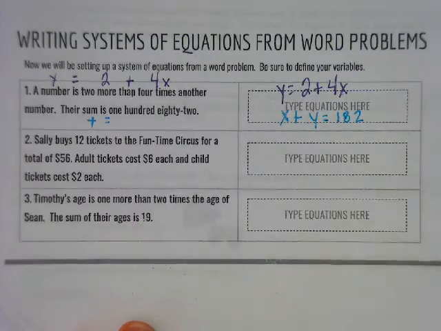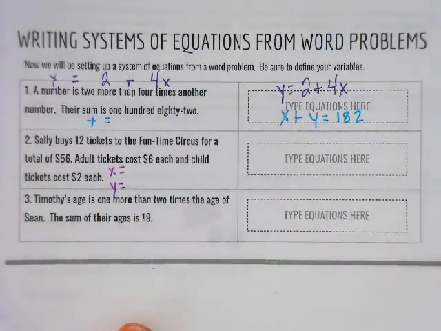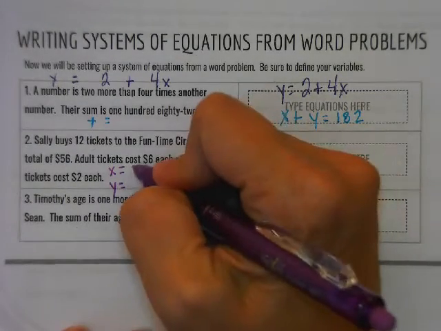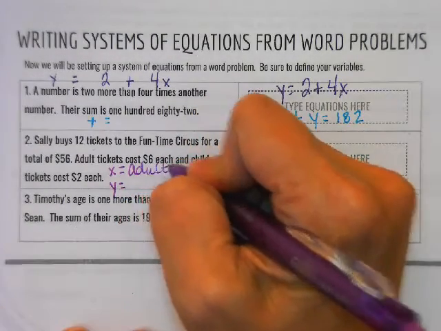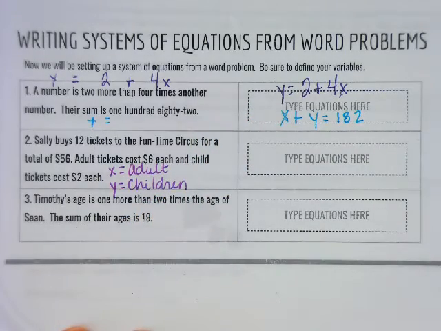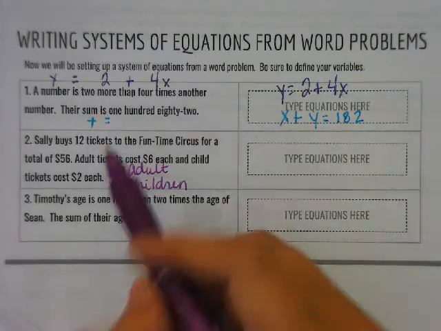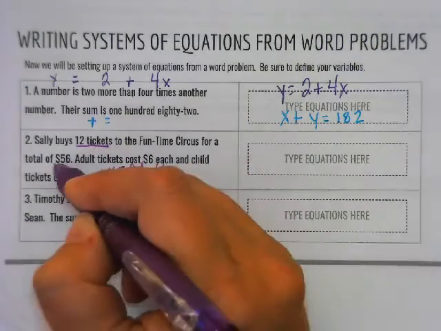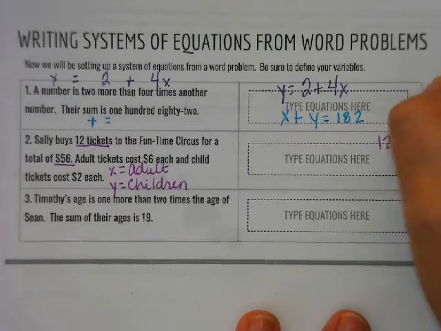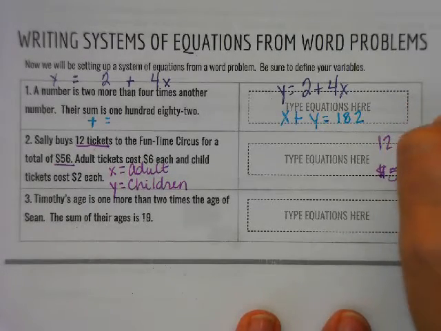No, I just want to know what is x and what is y. That's what I want to know. What are we comparing? John, what do you think? All right, adult and children. You see that? Those are the two types of tickets we have. Now these are our answers. We have money and we have tickets. So we're going to have a ticket equation and we're going to have a money equation.